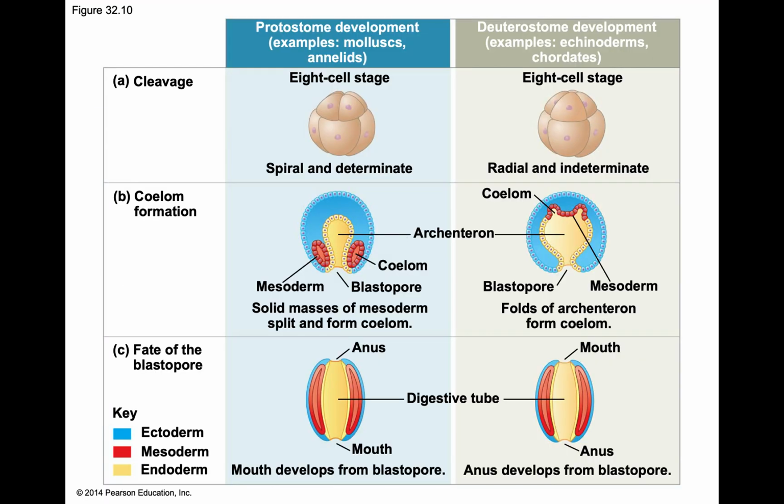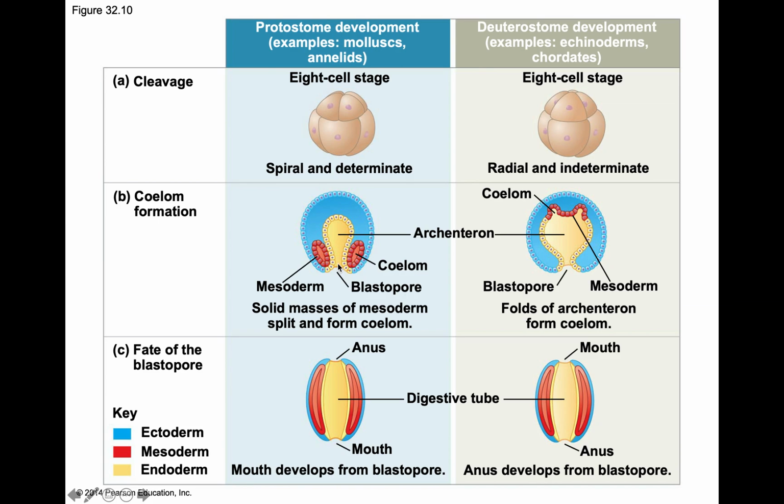Here we have spiral and determinate. If you remove any of these cells, it's already determined that it's going to be the head or the tail. These ones we can remove and they can grow into a whole other bundle of cells, and that's how you end up with identical twins. So you can't end up with identical twins in these protostomes. Protostomes are going to be most of your invertebrates.